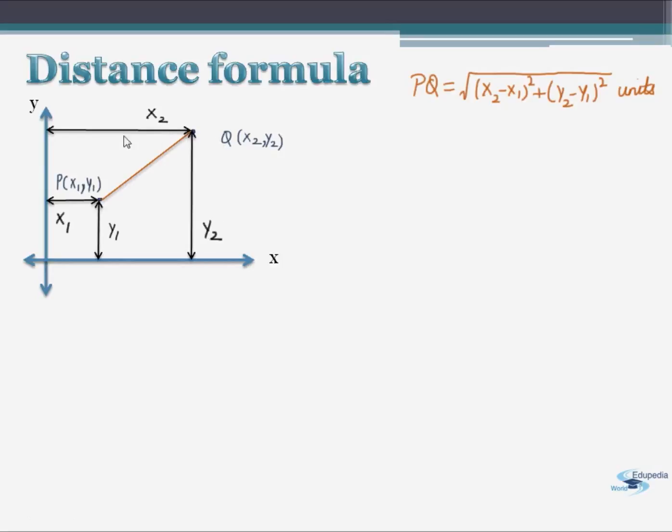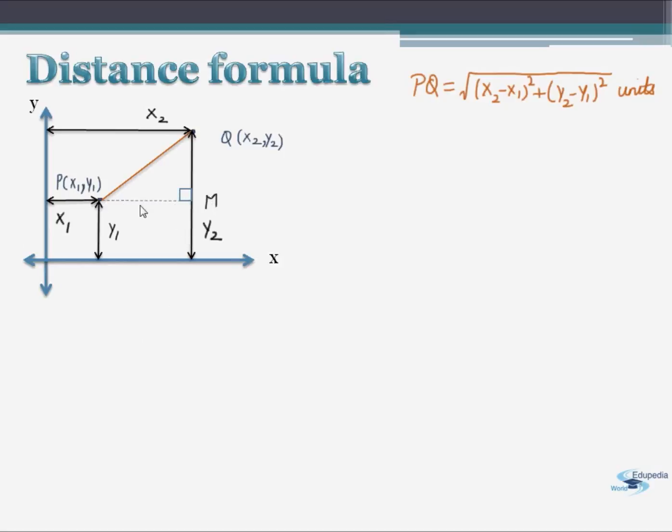That is, x2 is the perpendicular distance of Q from the y-axis and y2 is the perpendicular distance of Q from the x-axis. But we are interested in the distance PQ. So for PQ, let us first draw a perpendicular from P on Q such that that perpendicular is parallel to the x-axis.